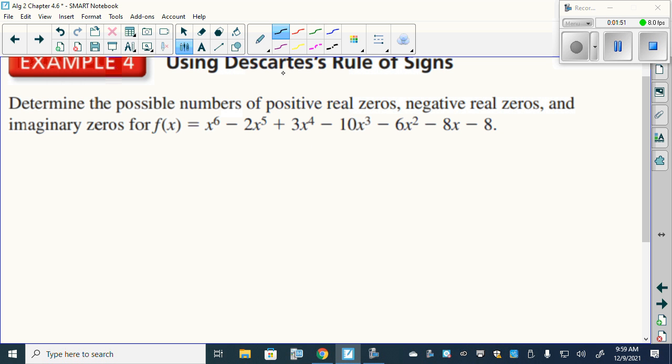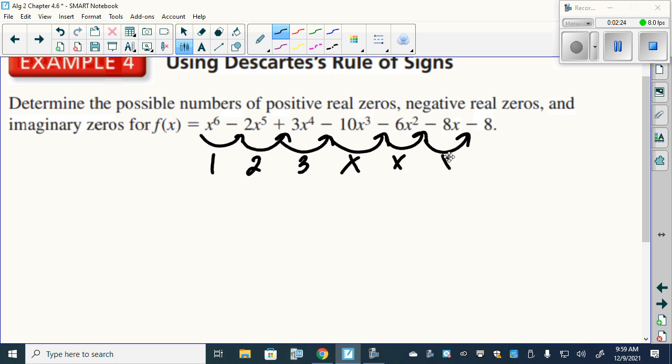So to define the number of possible positive zeros, we need to look at the sign changes of the coefficients of f of x. Well, they already gave us f of x. It's this right here, yes? So from here to here, did we have a sign change? Okay, so that's 1. How about from here to here? Okay, that's 2. Here to here, 3. From here to here, no. So how many sign changes did we have?